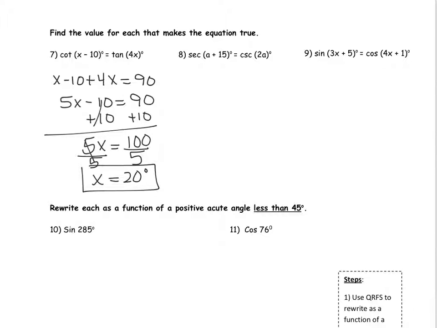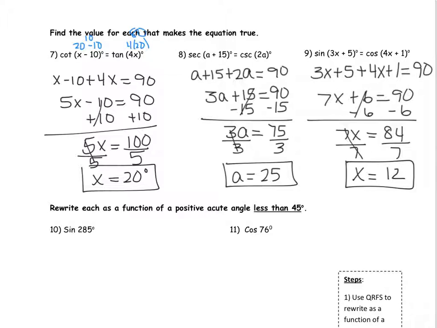And you could check your answer if you'd like, just to see that it works out. You would just plug in this 20 into the x that you got here and here. So what's this? 20 minus 10, which is 10. 4 times 20, which is 80. So definitely they're cofunctions. 80 and 10 add up to 90. Okay, so the same way we can do number 8 and we can do number 9. So what I'd like you to do is try 8 and 9 by yourselves, and then hit resume when you're ready for the answers. Okay, here are your answers.